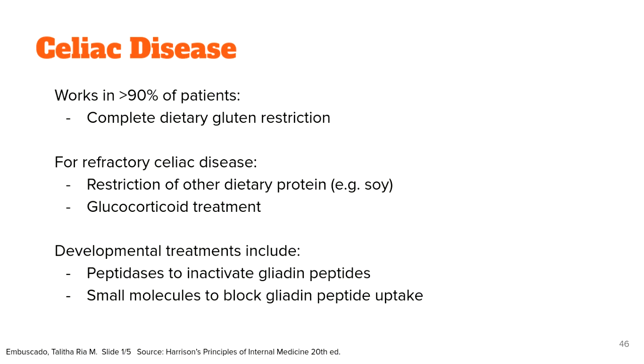Other therapeutic approaches include the use of peptidases to inactivate toxic gliadin peptides and of small molecules to block toxic peptide uptake across intestinal tight junctions.